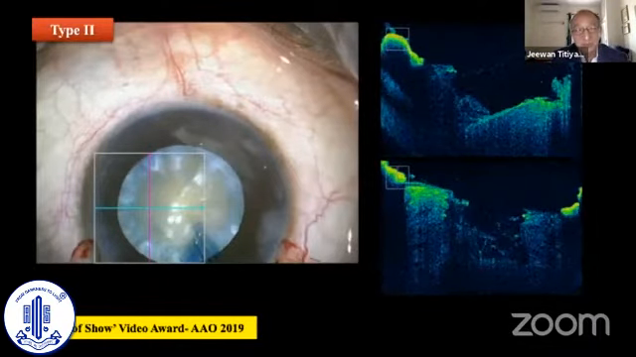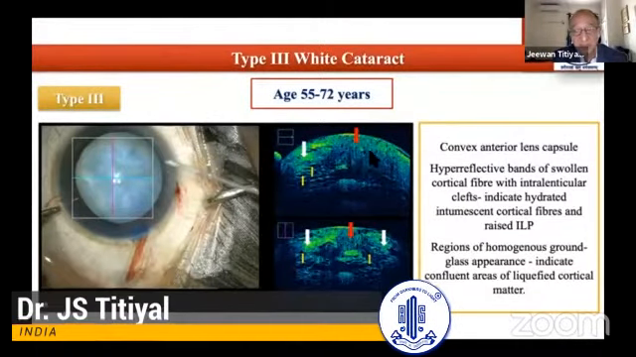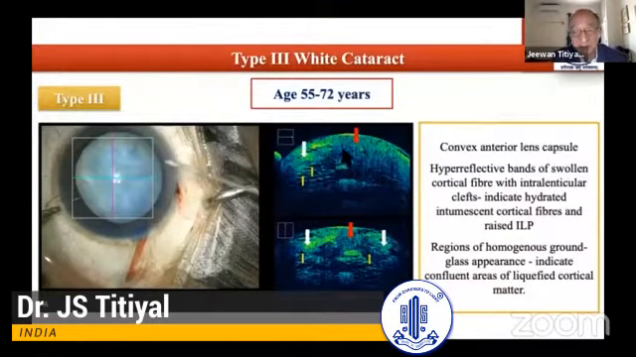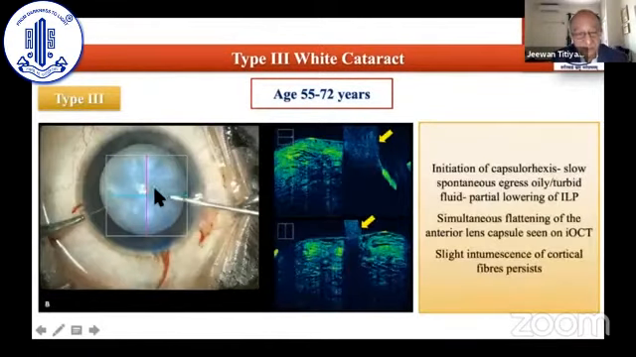This is type 3, where you have convexity of the anterior capsule as well as hydrated fibers, but the continuity is missing here. You have broken hydrated fibers and clefts are also there. In these cases, as soon as you make a nick, there's a release of fluid.